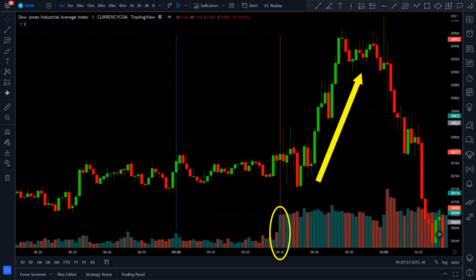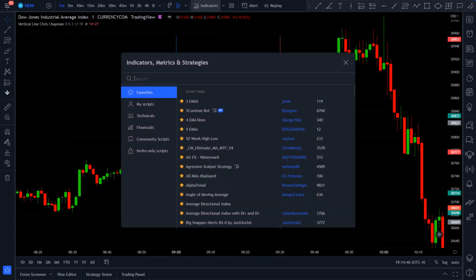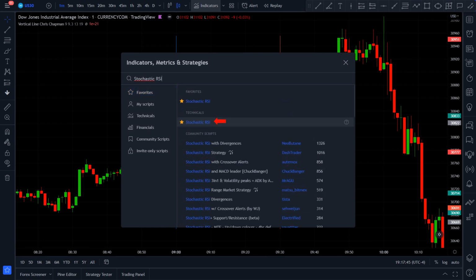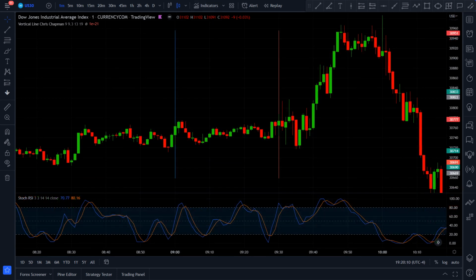Our aim is to catch those big trending moves, and as you will see, this trading strategy does a great job at it. The second indicator we will use is the stochastic RSI, so type it in the Indicators tab and add it to your chart. We won't change any of the settings, so just leave it as it is. This indicator will be our entry signal indicator.